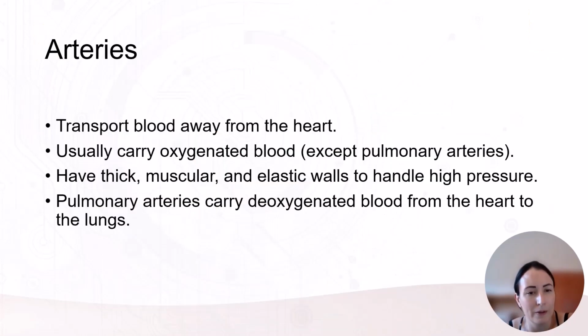Okay, then I was talking about arteries. So what do the arteries do? The arteries transport blood away from the heart. So the pulmonic artery, the aorta, that's going away from the heart. It usually carries oxygenated blood except the pulmonary artery. It has thick, muscular and elastic walls to handle high pressure. Remember, it's coming from the heart, so it's at high pressure. And then the pulmonary arteries carry deoxygenated blood from the heart to the lungs. Remember, the pulmonary artery being the only artery that carries deoxygenated blood.